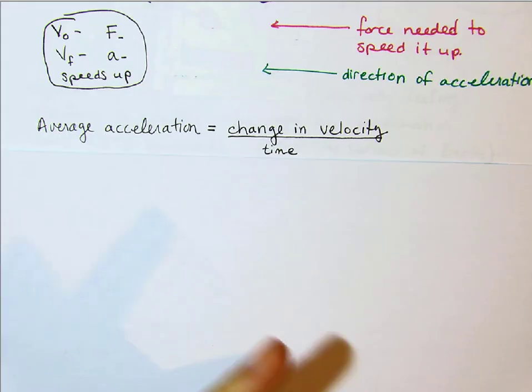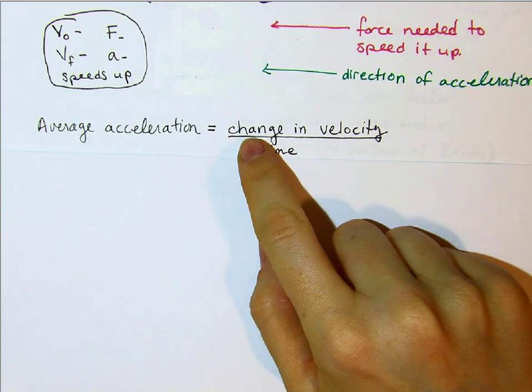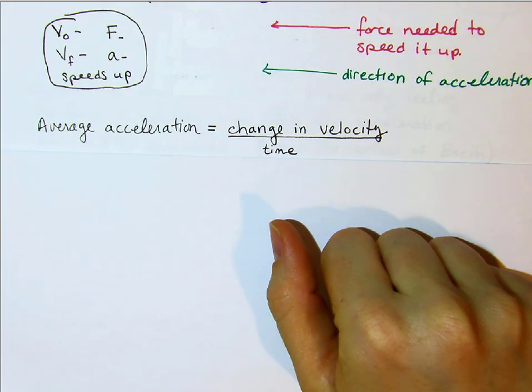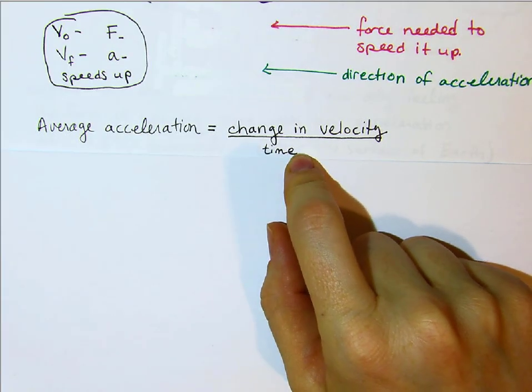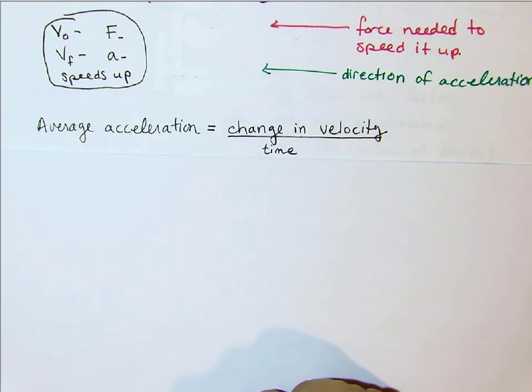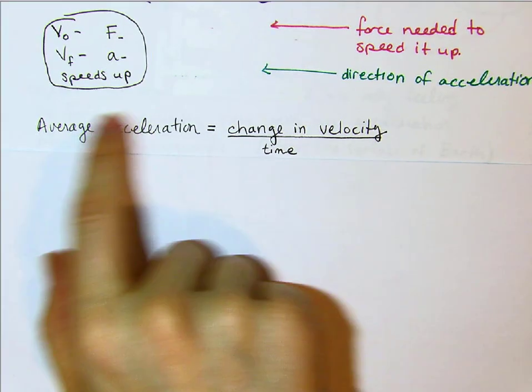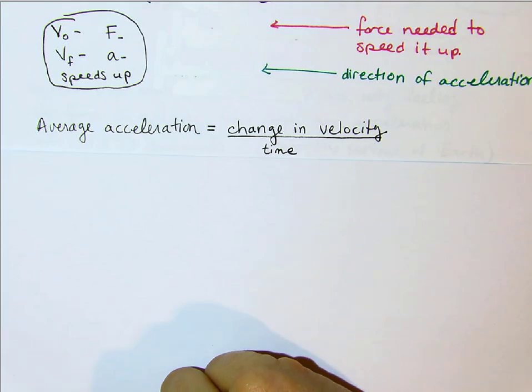The acceleration can be measured. It does have a value. And in order to find the average acceleration, we would find the change in velocity between an initial time and a final time, and divide it by the change in time that it took to do that change in velocity. So this is our equation right here to find the average acceleration.